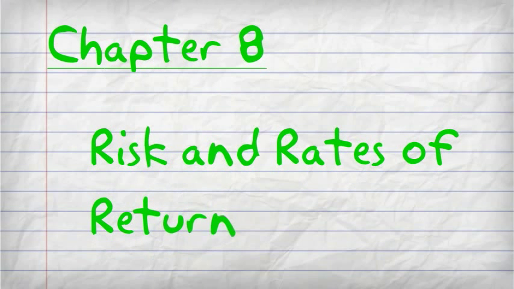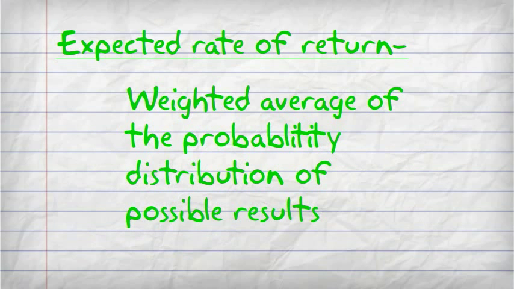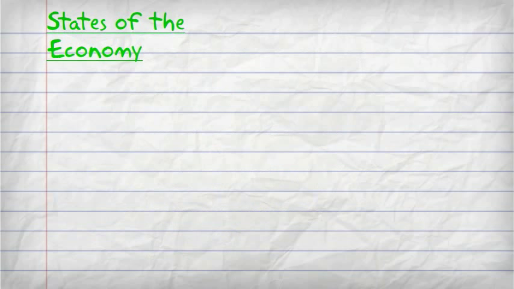Mike wants to know what the expected return for his company's stock will be. The expected rate of return is the rate expected to be realized from an investment and is the weighted average of the probability distribution of possible results.